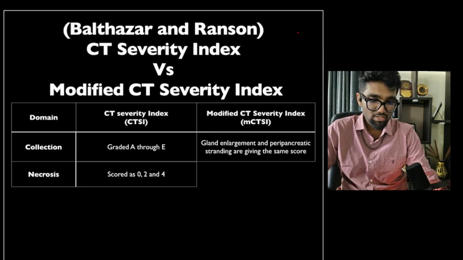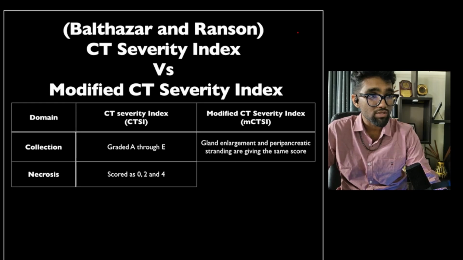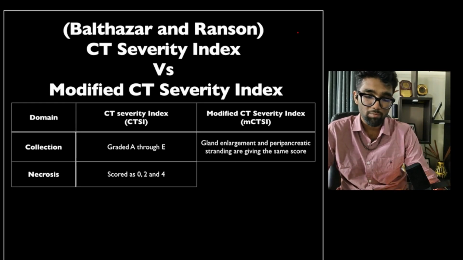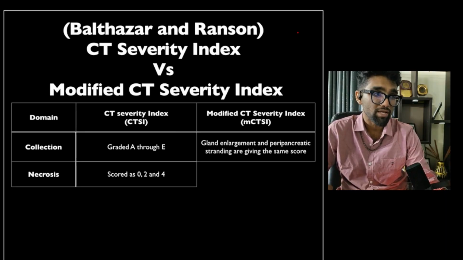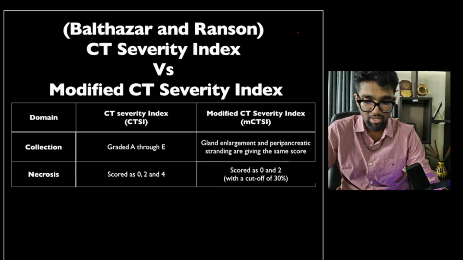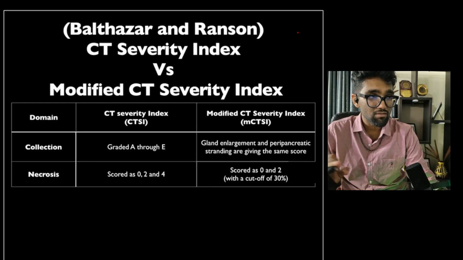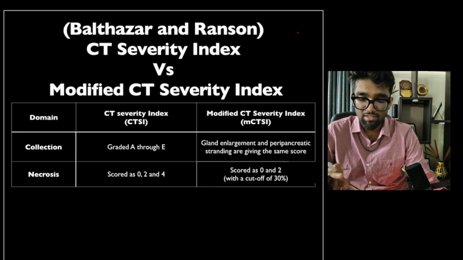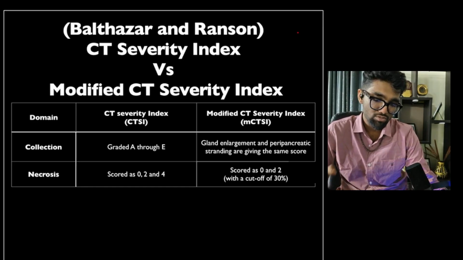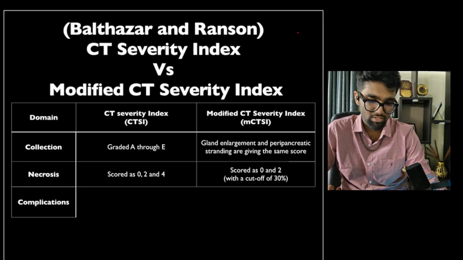Then we have necrosis. The original CT severity score used to give necrosis scores of 0, 2, and 4 based on what percentage of the gland appeared to not be enhancing, that is, appeared to be necrosed. Whereas the modified CT severity index has a dichotomous classification: a score of 0 if less than 30% of the gland is necrosed, and 2 if more than 30% is necrosed.